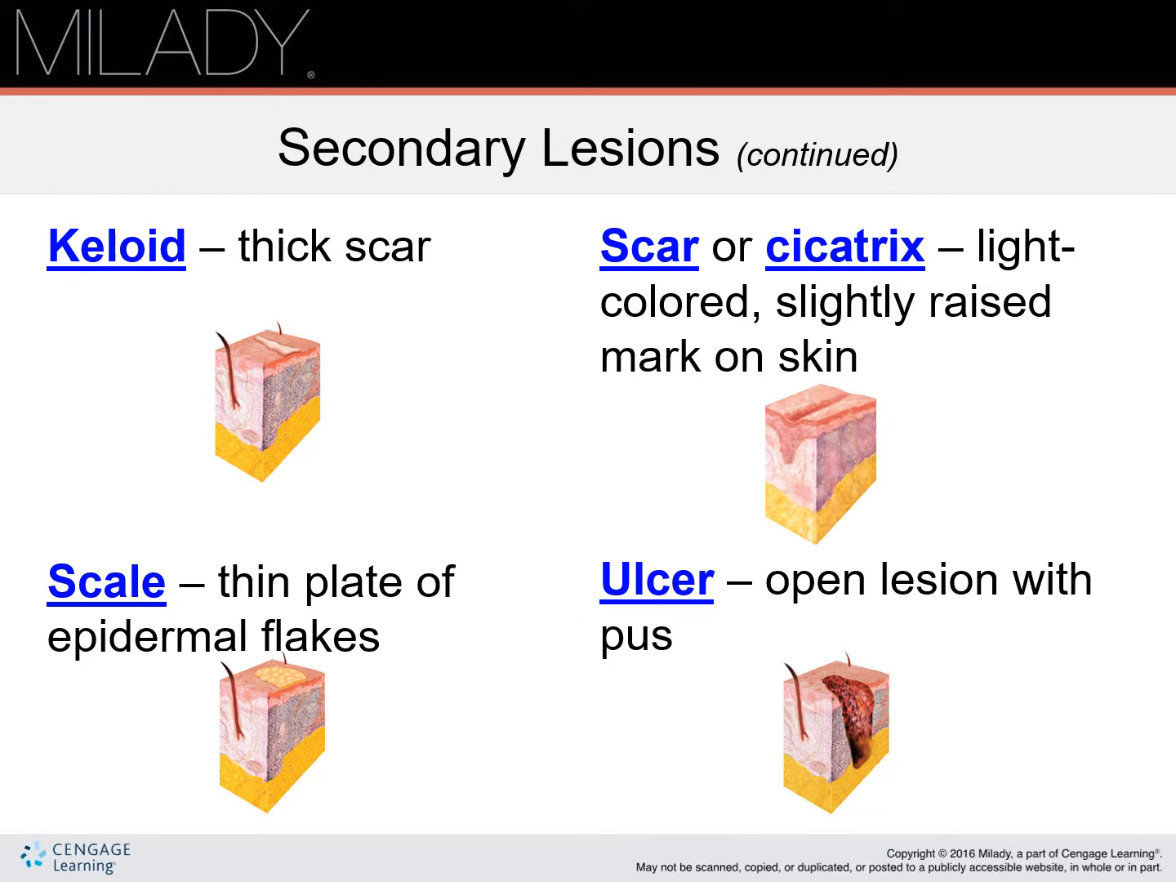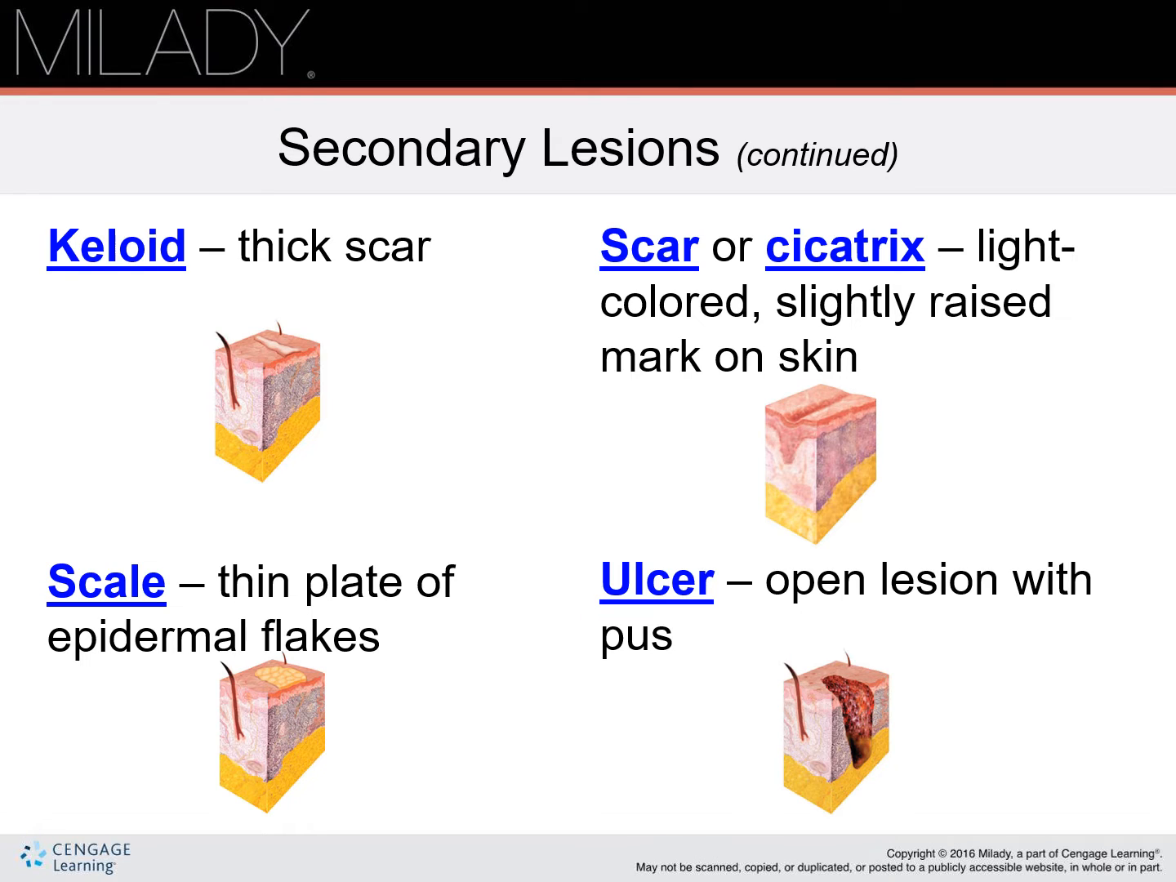Next up, you see a keloid. That is a thick scar. It usually results from excessive growth of fibrous tissue. Keloids will form along any type of scar for people that are susceptible to them. A scale. A scale is a thin, dry or oily plate of epidermal flakes. An example of this is dandruff or excessive dandruff, seborrhea.